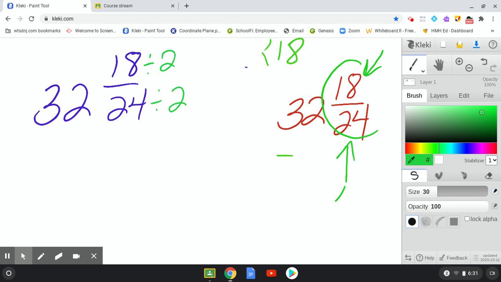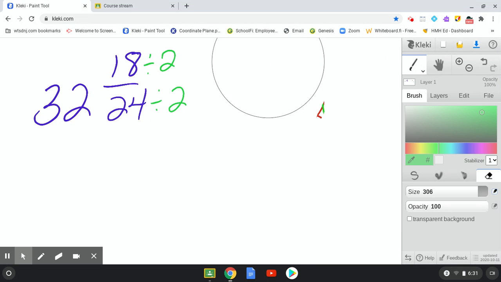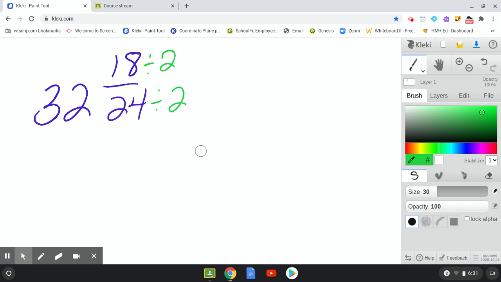Now, you may see that, well, 18 and 24 are both divisible by 6. And if you divide both by 6, you'll get to your simplified answer even quicker. Okay, so if you know your multiplication facts, go ahead. You don't always have to do it by 2 if it's divisible by 2. So here, I want to remember to carry over my whole number because most students, one thing they do is they forget about the whole number.